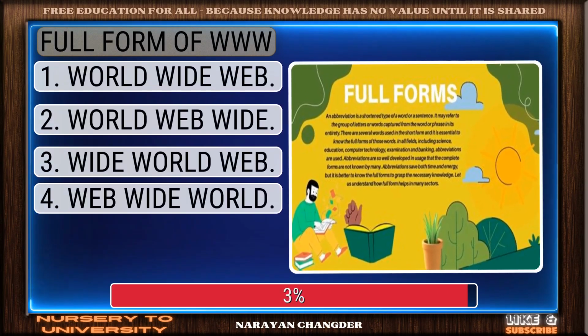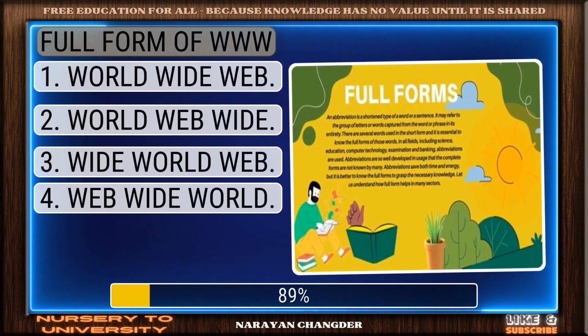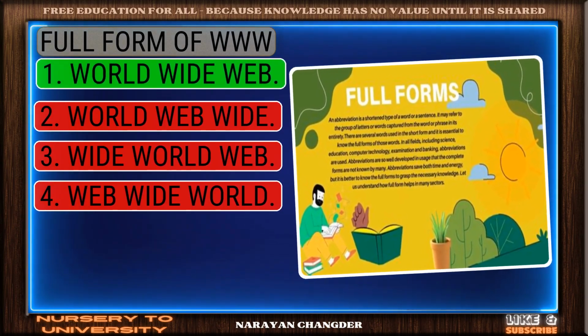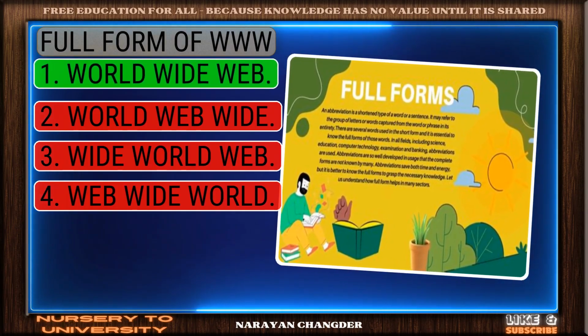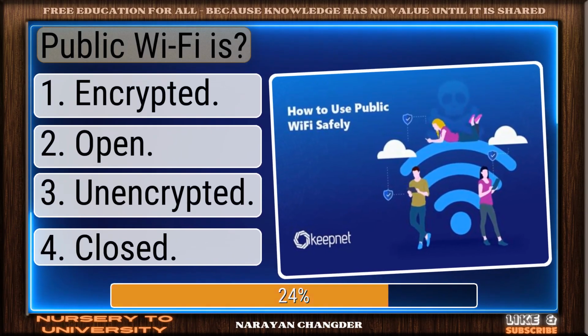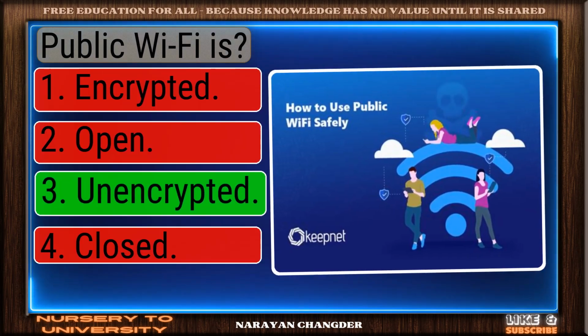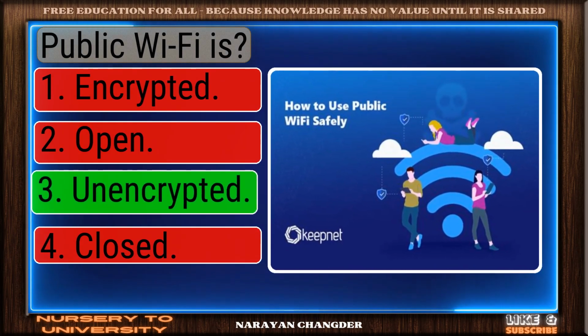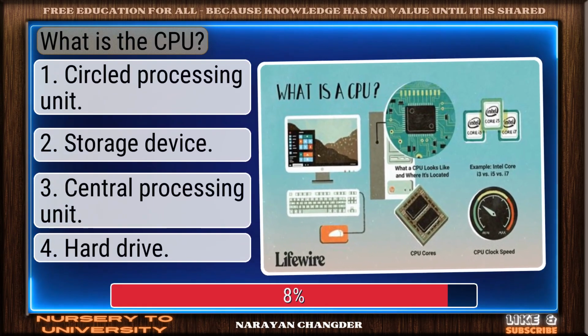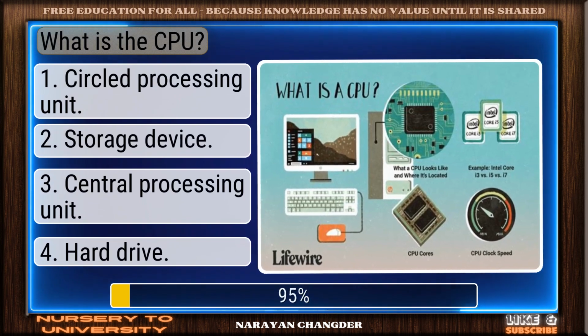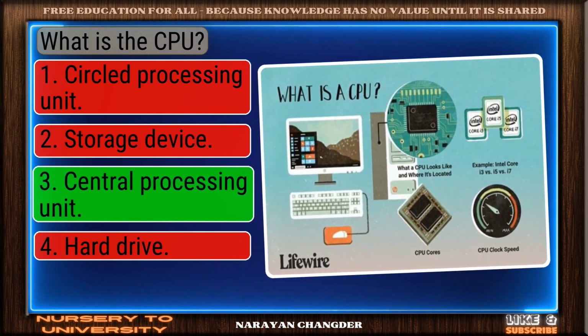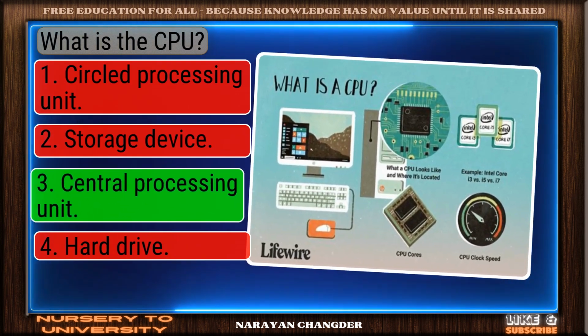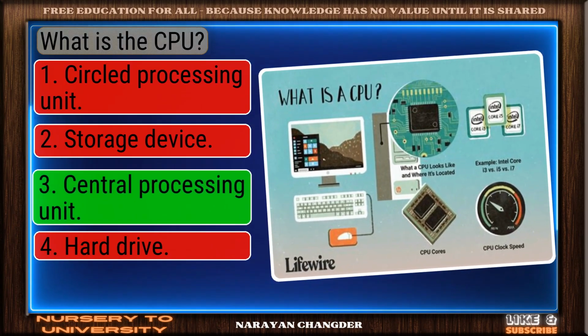Full form of WWW. Smart move. World Wide Web is an accurate answer. Public Wi-Fi is... Bravo, unencrypted is the answer. What is the CPU? Nice selection. Central Processing Unit is the correct and valid answer.